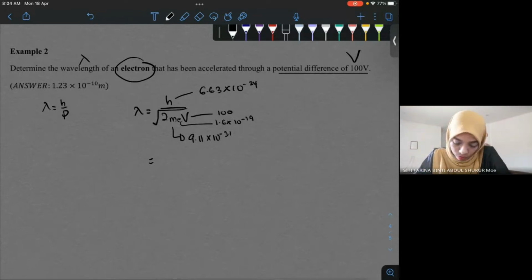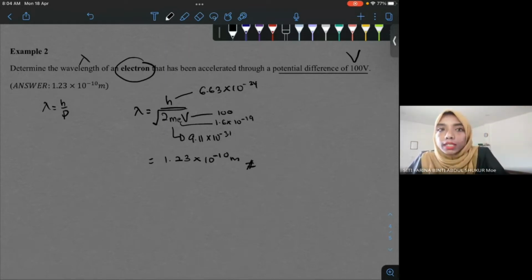So, 9.11 exponent negative 31 times 1.6 exponent negative 19 times 100 times 2, square root, and then 6.63 exponent negative 34 divided by answer. You should get 1.2279. So we round off to 2 decimal places. So this is your lambda here.